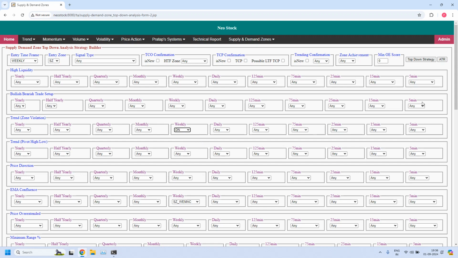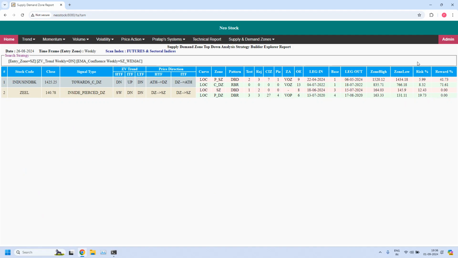Let's filter. Only 2 stocks are filtered, so there is no need to add any further filters. Whether these zones have any zone confluence, if we want to know, we will see in the next reports. Without EMA filters and without trend filters, only with zone confluence we will filter the stocks.